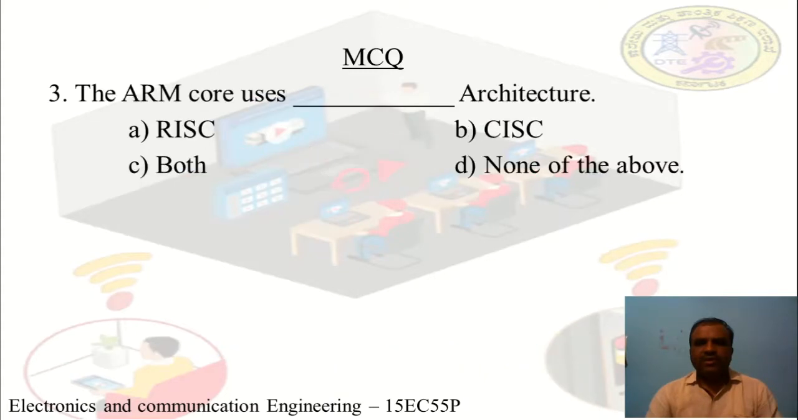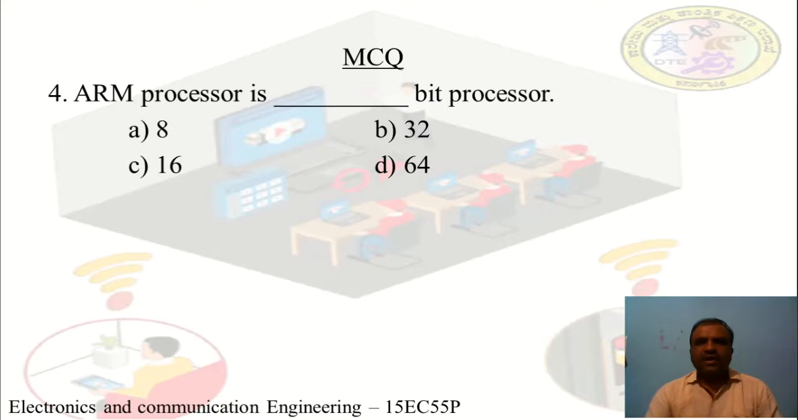Third question, the ARM core uses dash architecture. Option A, RISC, option B, CISC, option C, both RISC and CISC, option D, none of the above. And the correct answer is ARM core uses RISC architecture. Fourth question, ARM processor is dash bit processor. Option A, 8, option B, 32, option C, 16, option D, 64. And the answer is ARM processor is a 32-bit processor.